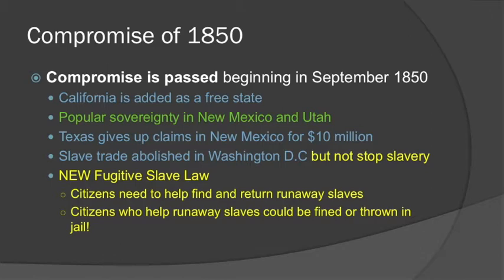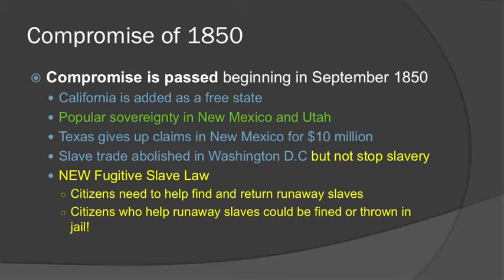In Washington, D.C., the slave trade is abolished. One of the biggest slave markets in the country actually used to be just a few blocks down from the Capitol. But the slave trade, buying and selling, is canceled in Washington, D.C., sort of as a sop to the anti-slavery folks. But slavery's still allowed in Washington, D.C.